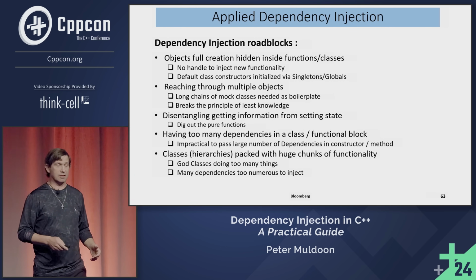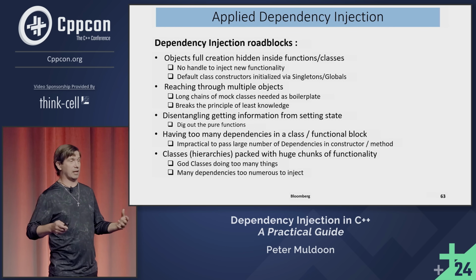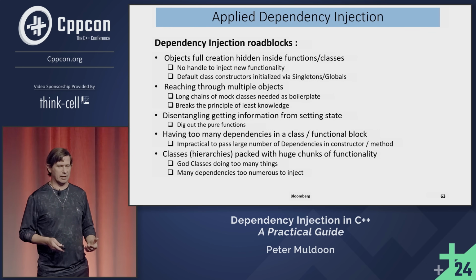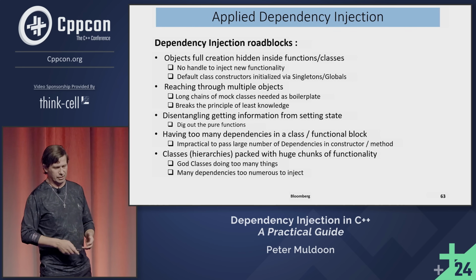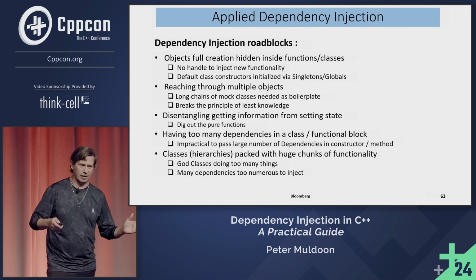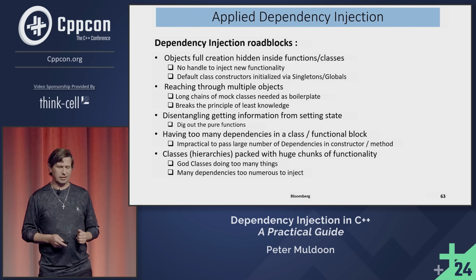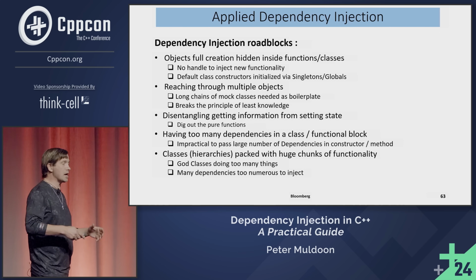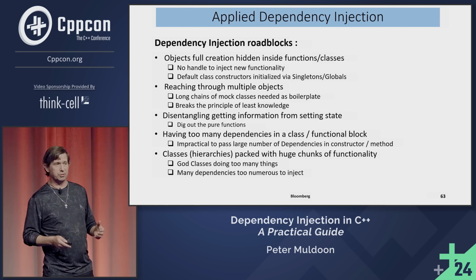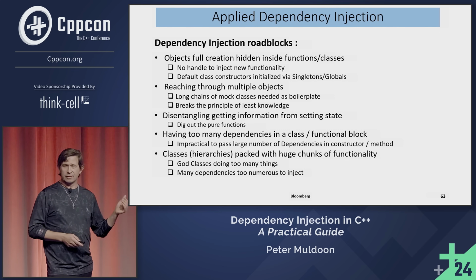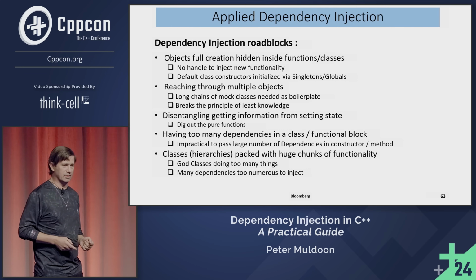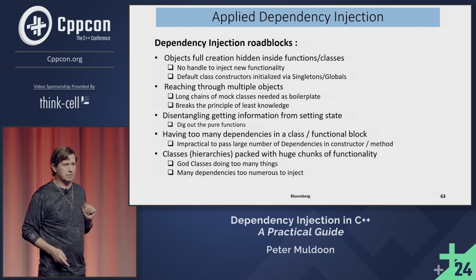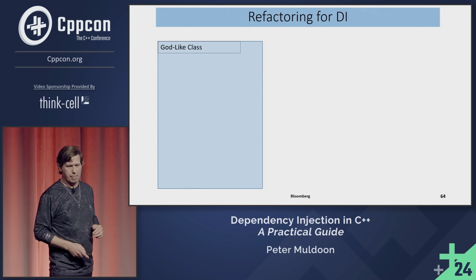We have other classes or class hierarchies, and this is something I got hit with particularly, that have huge chunks of very diverse functionality in them. I call them a God class, because they just do everything. They're omnipotent. They have all the state in them. They can do everything. You just can't do any testing on them. That's the drawback. But there are many, many dependencies that are too numerous to inject. I can't say the constructor needs 52 dependencies, 10 of which are just floats or something like this. So how do we get by that?